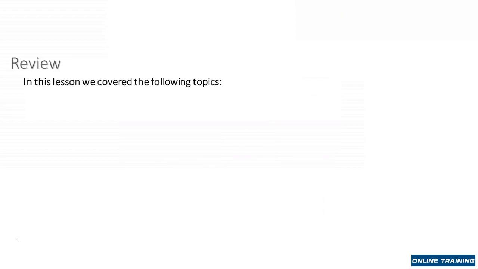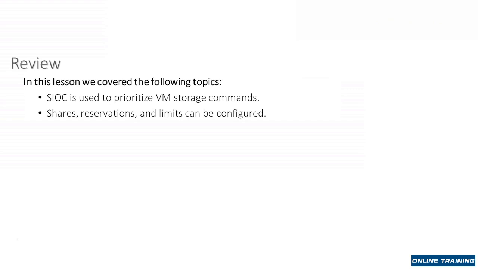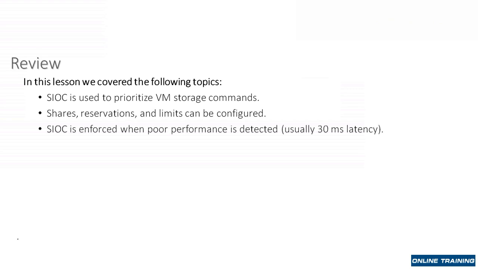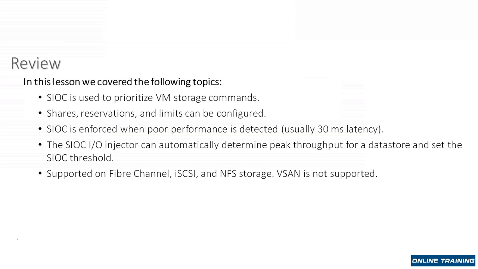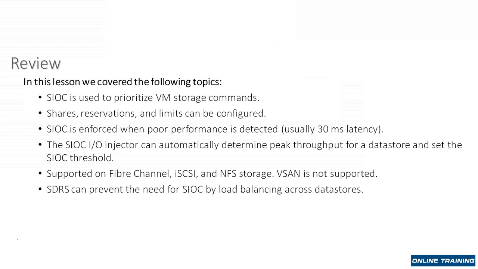Okay, so in review, storage I/O control is used to prioritize storage commands over our network. We can configure shares, limits, and reservations, and it's only enforced when poor performance is detected, or we can use the I/O injector to determine the maximum throughput of a data store. Storage I/O control is supported on Fiber Channel, iSCSI, and NFS storage. And ideally, we can prevent the problem altogether by properly balancing our data stores. And a good way to automatically do that is to create a data store cluster and configure storage DRS.